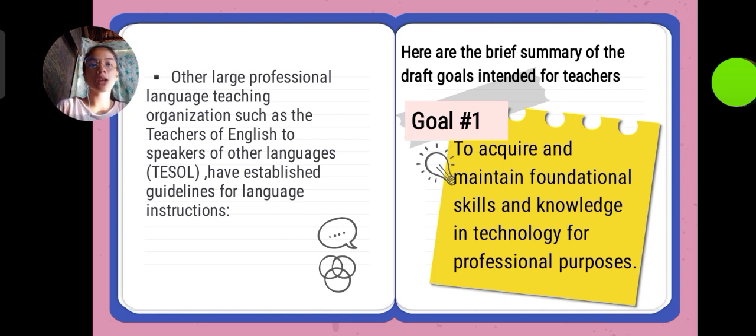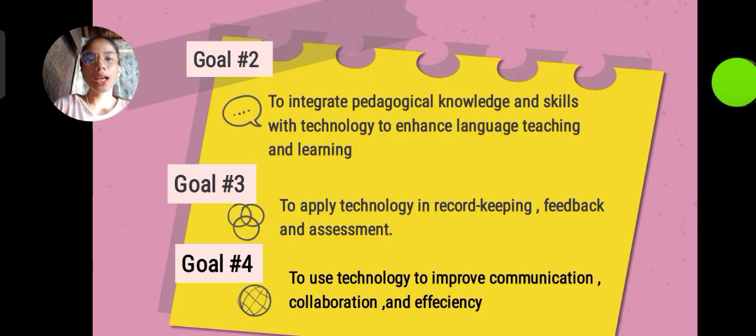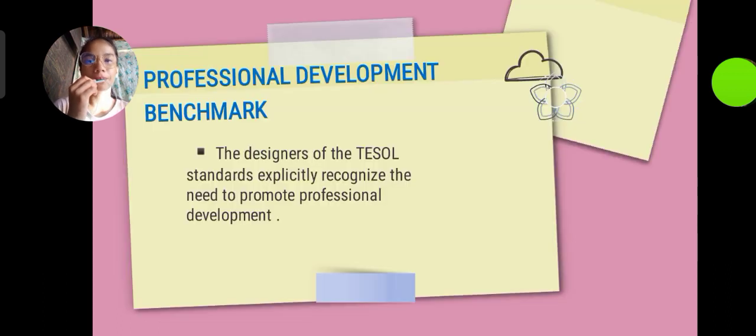Here is a brief summary of the draft goals intended for teachers. Goal number 1 is to acquire and maintain foundational skills and knowledge in technology for professional purposes. Goal number 2 is to integrate pedagogical knowledge and skills with technology to enhance language learning and teaching. Goal number 3 is to apply technology in record keeping, feedback, and assessment. Goal number 4 is to use technology to improve communication, collaboration, and efficiency.